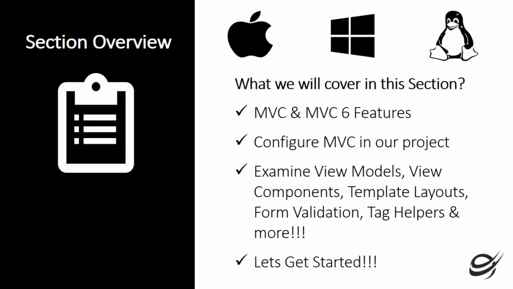We're going to examine view models, view components, and template layouts. We're going to go into form validation and all of the great new tag helpers in ASP.NET Core MVC6. Some of the new tag helpers associate the labeling directly on your HTML. We don't have to associate some of the tag helpers as in MVC5. Now you can directly put it on your HTML elements. We'll delve into all those great features.